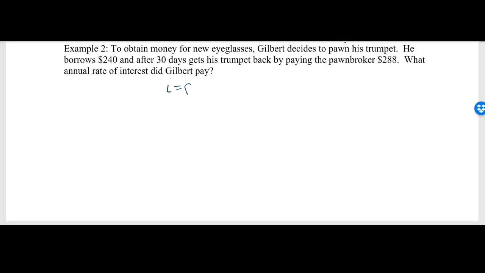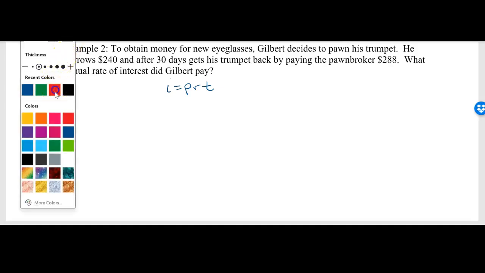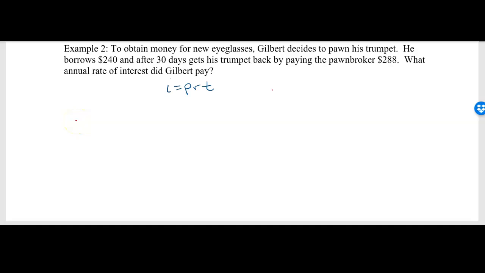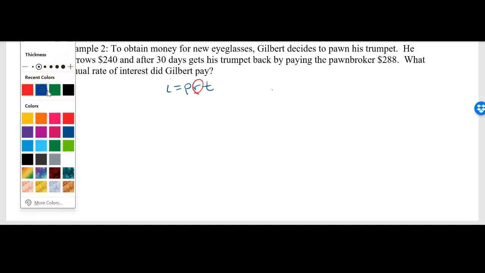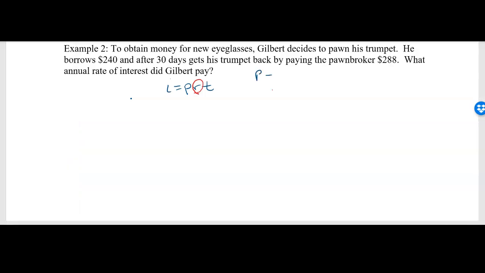Okay, well, think about what the question is asking. We've got our simple interest loan, and our formula, and it's asking what annual rate of interest did he pay? That means we want to find R in this case. All right, well, we've got everything else. We know what P is. In fact, let's just label it this time. So P is how much he borrowed, and that was $240. We don't know what R is, right? That's the question. Time. Well, it says that after 30 days, he gets his trumpet back.